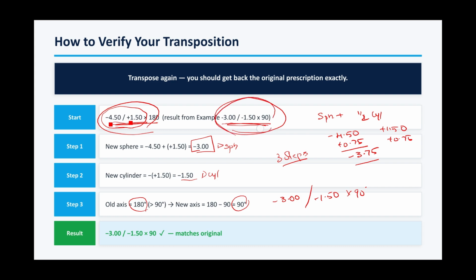Let's see whether when we do the spherical equivalent of this, do we get the same value? Here we have minus 3, yes. Half of the cylinder, half of minus 1.5 is minus 0.75. Again we add that, we end up with minus 3.75 again. So the spherical equivalent of this prescription and the spherical equivalent of this prescription is the same. Hence our transposition is correct.